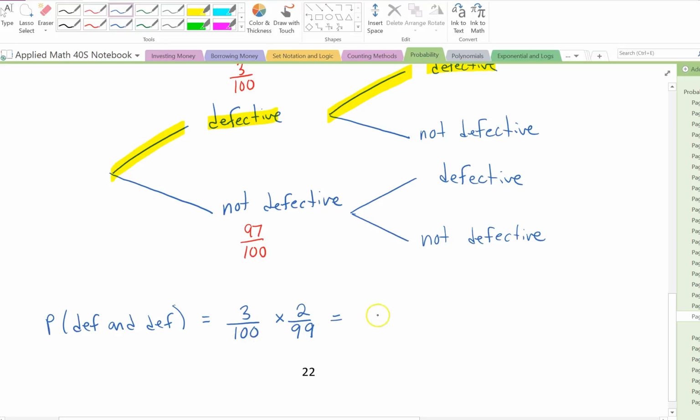So the probability here would be 6 out of 9,900. You can leave the answer like that. If you're checking it in the textbook or with a solution, usually they reduce it, and that would be 1 out of 1,650. Both solutions there are all right. But this is what we mean by dependent events. The second event is dependent on the fact that you've drawn that one defective chip already. Let's try another one.